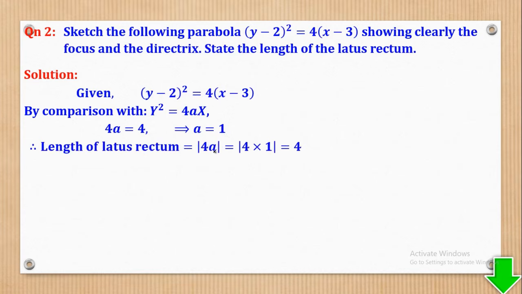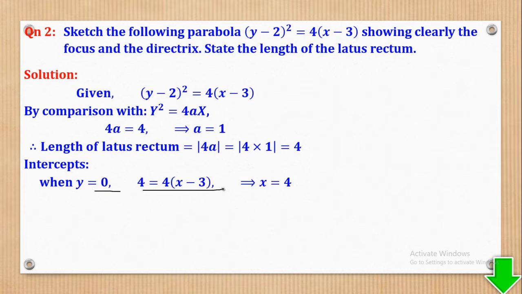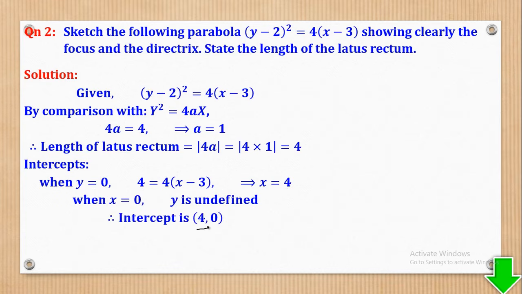Therefore, the length of the latus rectum is 4a. I think you remember this formula, and we know a is 1. Therefore, in the end, we shall come up with positive 4. Then now we shall go to the intercepts. Intercept means when y is 0, what is x, and when x is 0, what is y. So when y is 0, we shall come up with this. Therefore, in the end, x will be equal to 4. And when x is 0, y is undefined. I believe by now you know why y is undefined. Therefore, the intercept is (4, 0).